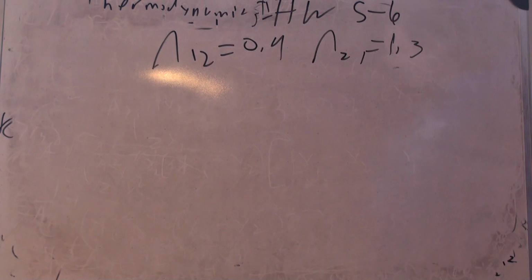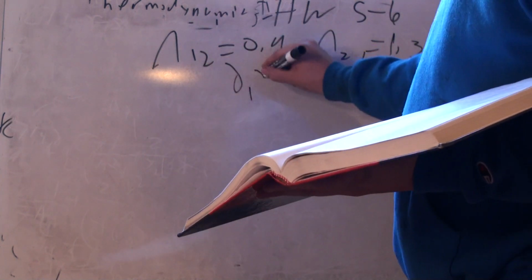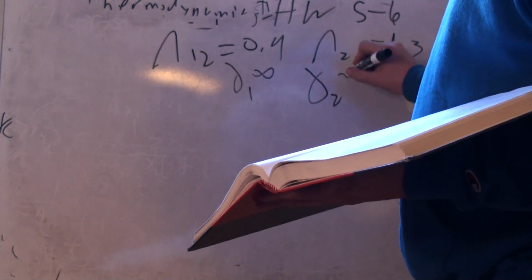Well, I can get infinite dilution coefficients. I mean, that's pretty much it. Okay. From these values, basically I want to find out what gamma 1 infinity is equal to and gamma 2 infinity is equal to, and then plug that back into Van Laar, essentially.